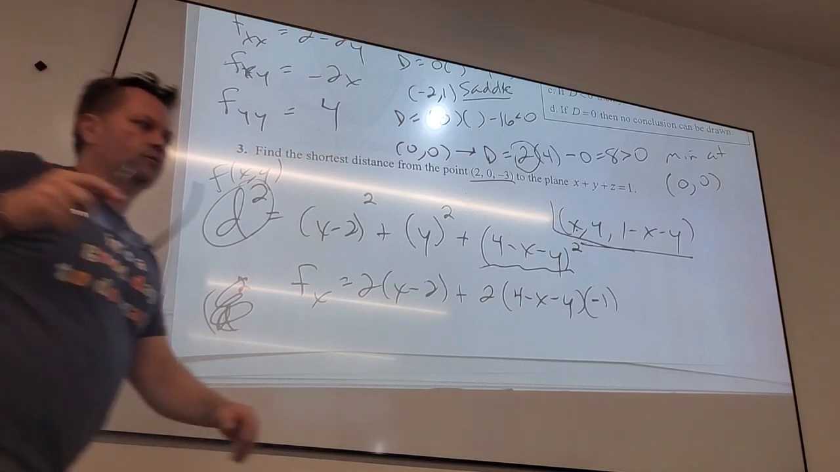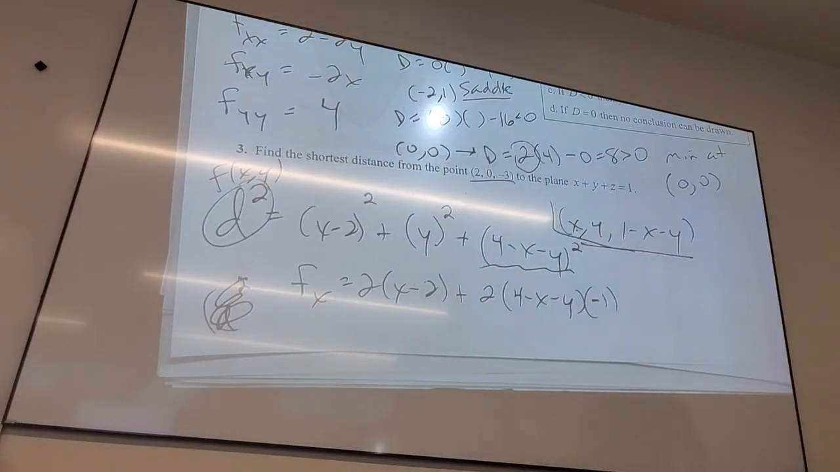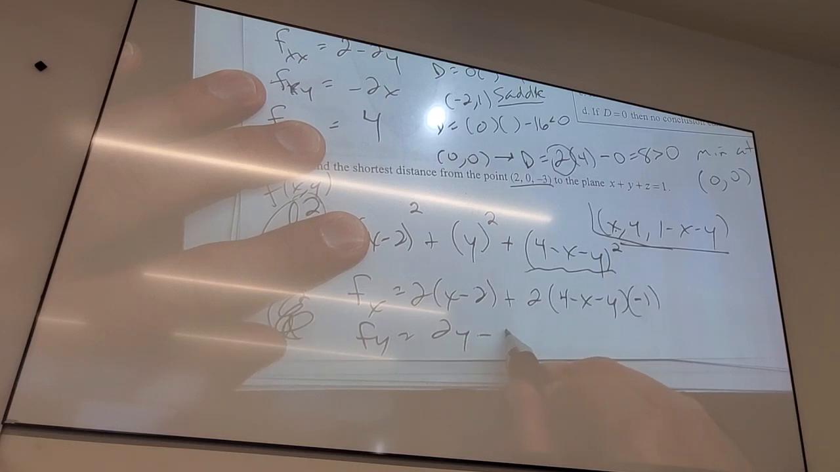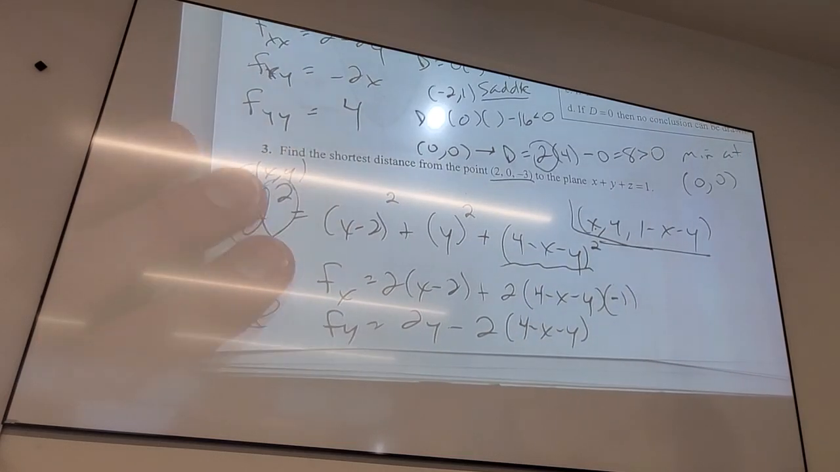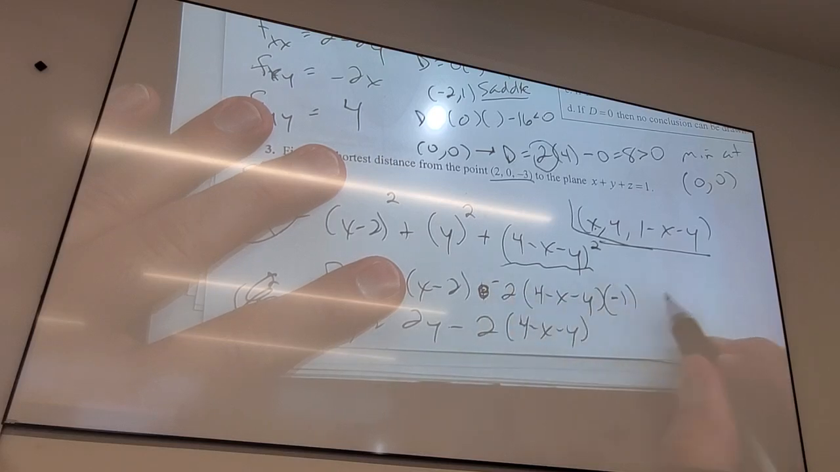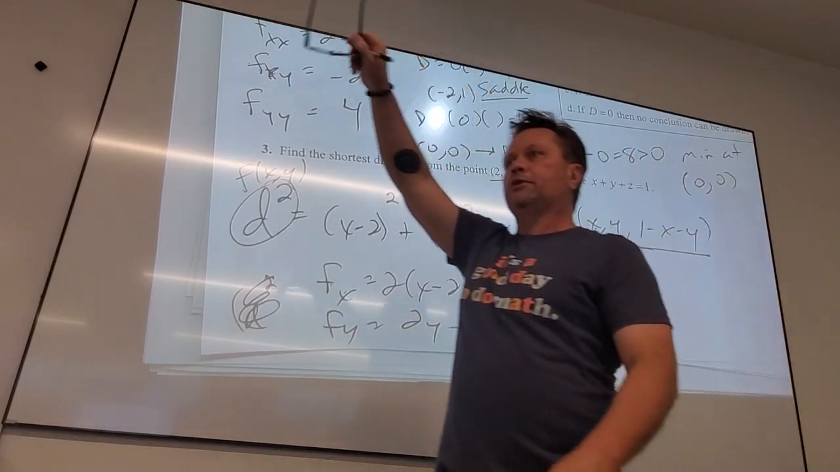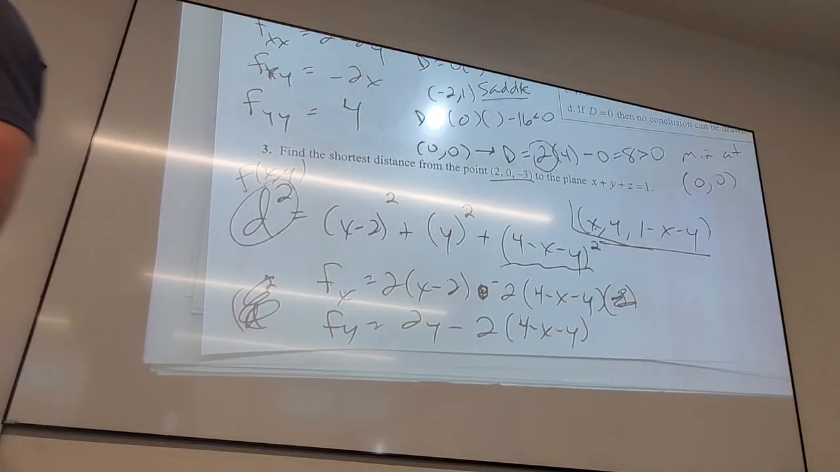It's 2y minus 2 times the square. So this will be minus eventually, yes? Do you guys see how we can do like we did before? If I set these equal to each other, like we did on the other problem?